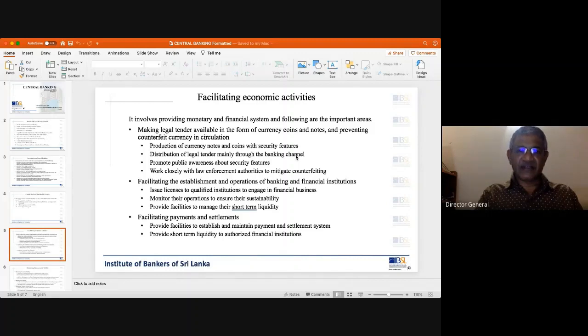Let's leave it there and discuss those things later after we touch other parts. Production of currency notes and coins with security features. Security features also we will take a little bit later. Distribution of legal tender mainly through the banking channel. Promoting public awareness about security features. Work closely with law enforcement authorities to mitigate counterfeiting. Okay, let's take those things one by one.